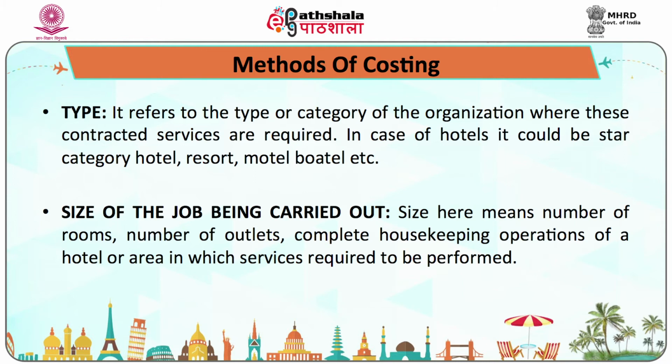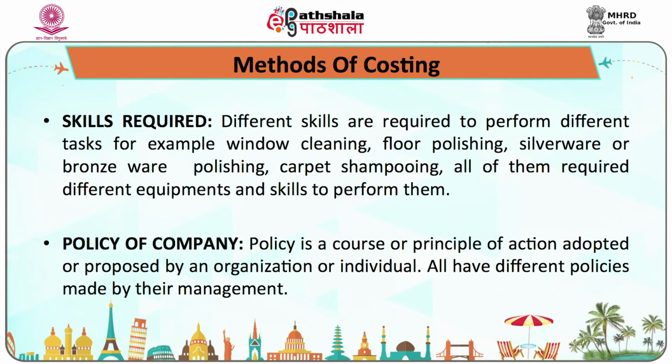Size of the job being carried out. Size here means the number of rooms, number of outlets, complete housekeeping operations of a hotel, or the area in which service is required to be performed. Next is skill required. Different skills are required to perform different tasks, for example, window cleaning, floor polishing, silverware or bronzeware polishing, carpet shampooing. All of them require different equipment and skills to perform them.